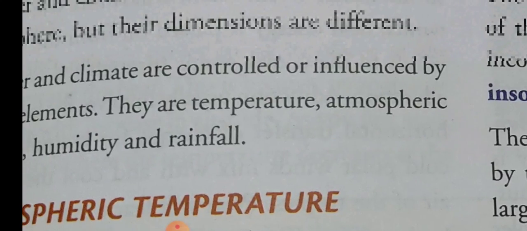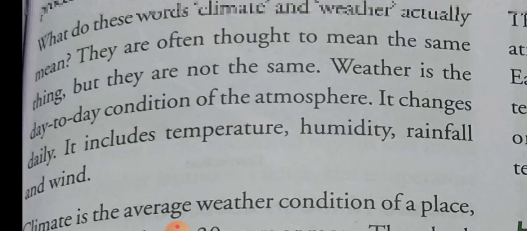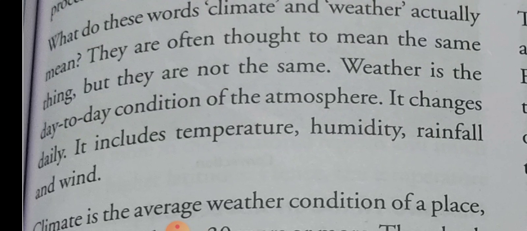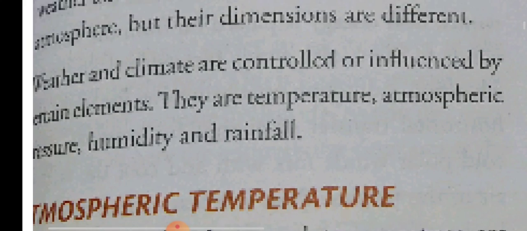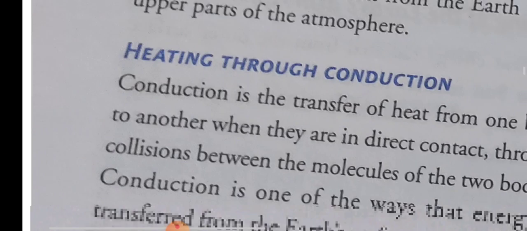And there are many factors which affect the weather and climate. So what are the factors which affect the climate and weather? These are temperature, humidity, rainfall, and wind. These are the different factors which affect weather and climate. Now, in this video, I am going to explain about the factors which affect temperature.